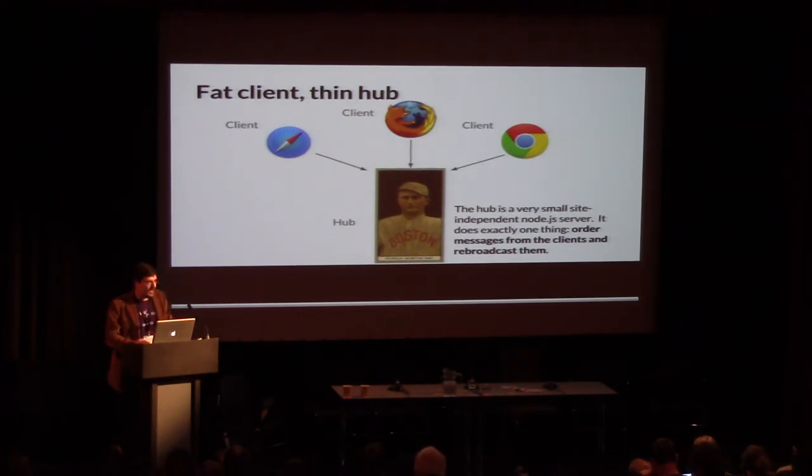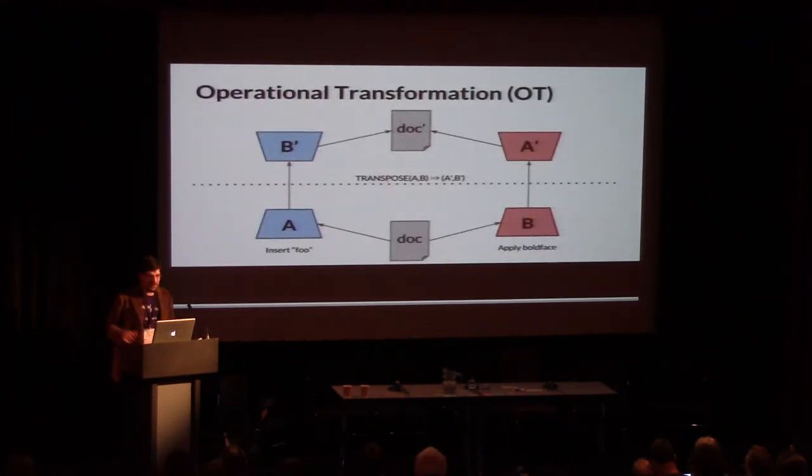Great. So the hub does exactly one thing, which is take the messages from the clients and give them an order, and then it rebroadcasts them back to everybody. And that turns out to be the only interesting thing that you need to do to make this synchronization work, bugs and demos notwithstanding. So the magic part is the operational transform, which is, again, not all that complicated in practice. This is probably going to be the shortest description of operational transformation you've ever seen.